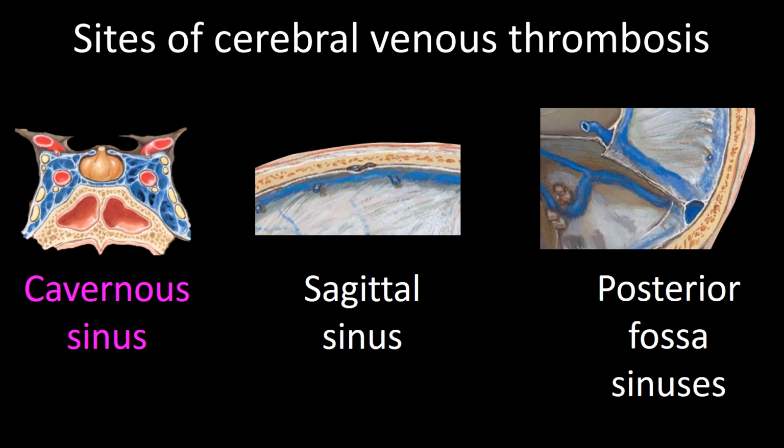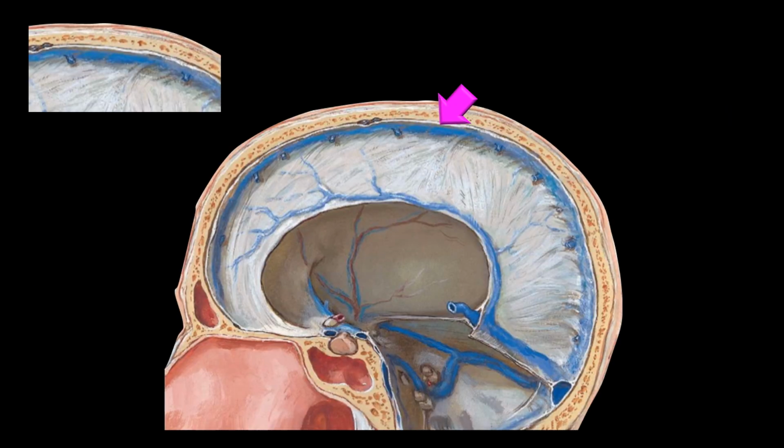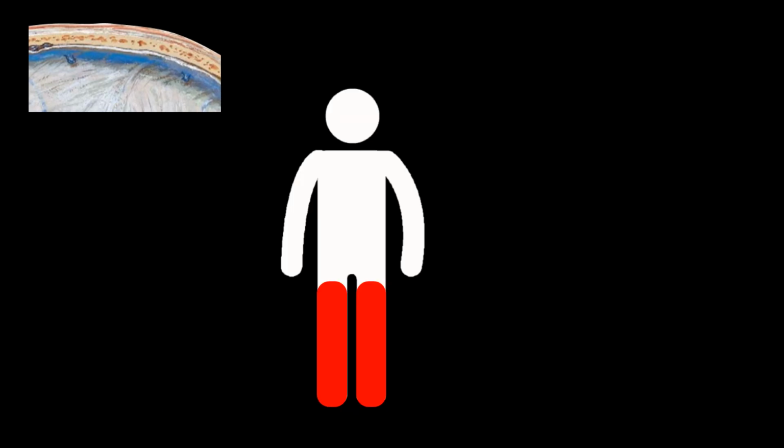Having talked about cavernous sinus thrombosis, we are going to shift our attention to the sagittal sinus, that is to sagittal sinus thrombosis. The sagittal sinus, as its name indicates, occupies the sagittal position of the skull. The most distinctive finding in patients with sagittal sinus thrombosis is bilateral leg weakness. Bilateral leg weakness results from involvement of the right and left mesial primary motor cortex.